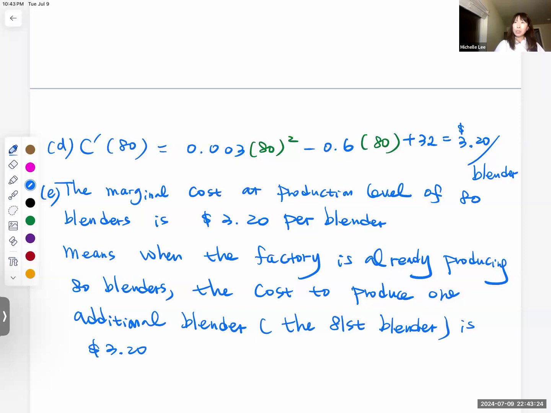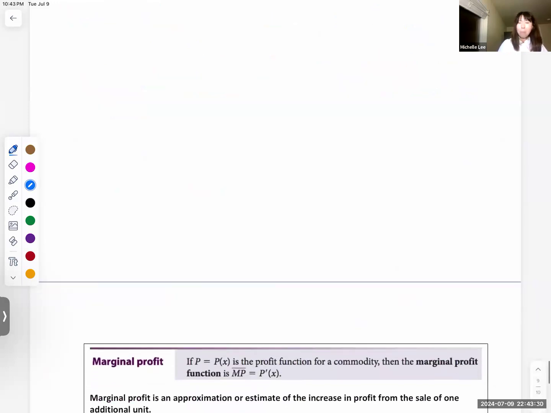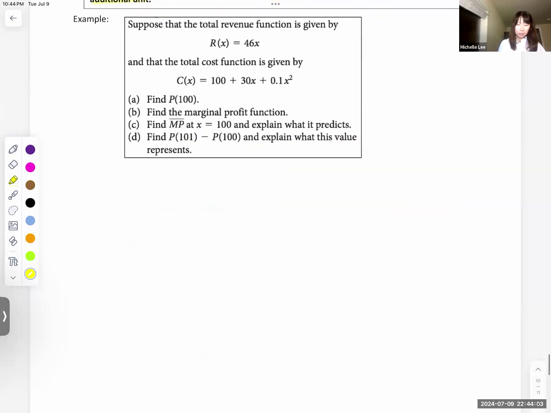Okay, last question we have. Ta-da-da! Marginal profit. Okay, marginal profit. Every time, marginal means the one additional one, right? So here, marginal profit is the estimated increase of profit from sales of one additional unit. Okay, how do you find marginal profit? So we have a profit function with a derivative, right? Okay, so let's answer this one.